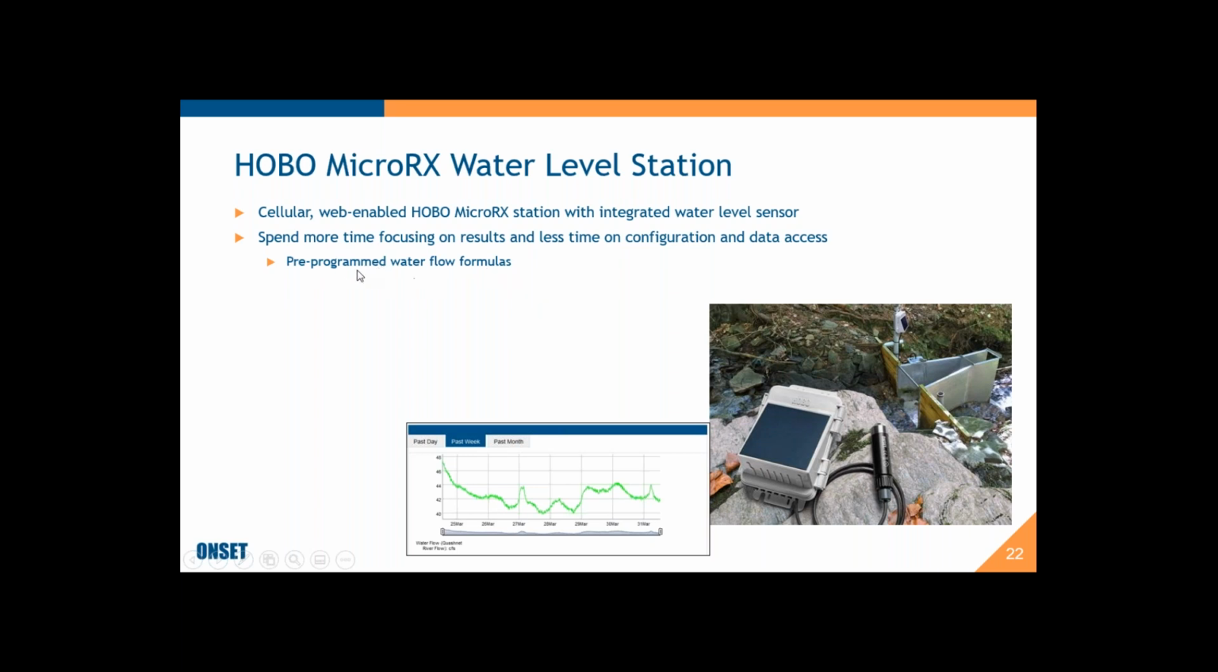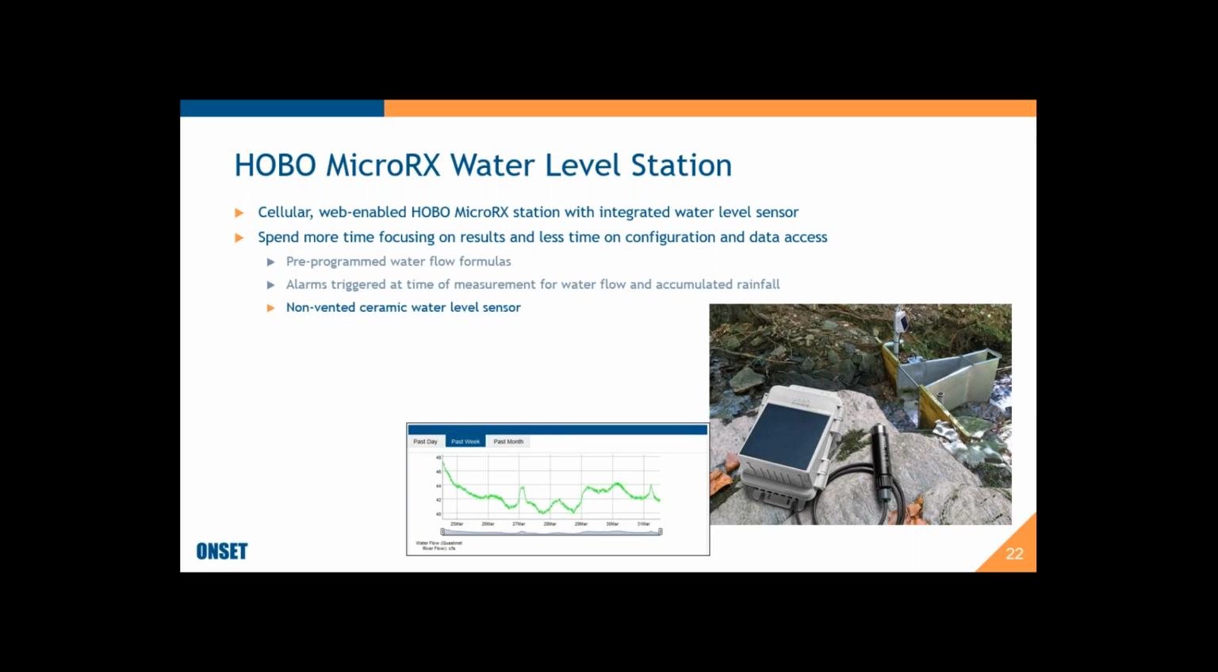And as I mentioned, we've got pre-programmed water flow formulas in our HOBOlink software for converting the water level data to flow, and I'll show you how to do that in a little bit. We've got alarm capabilities built into these stations, so if you need to know when there are certain critical events, current flows or water levels that are reached, you can trigger on those.